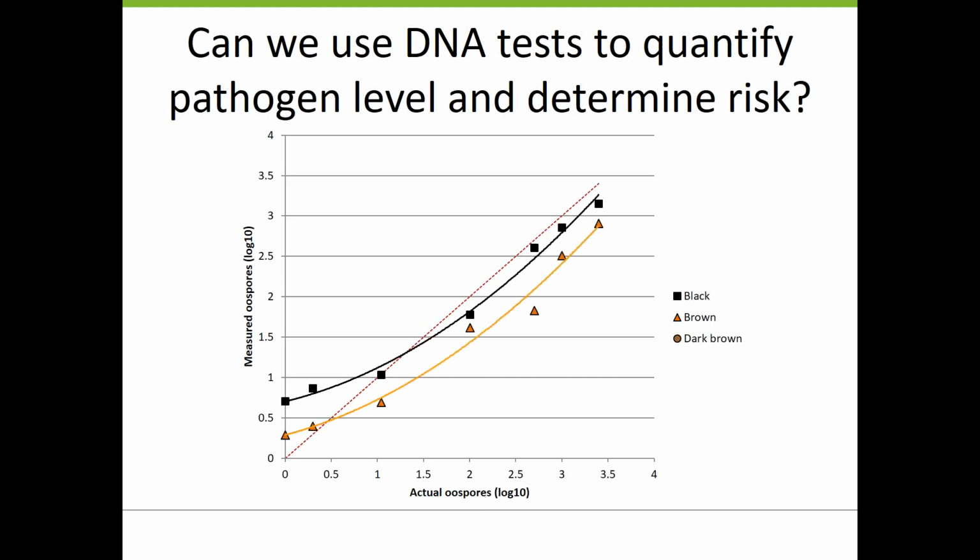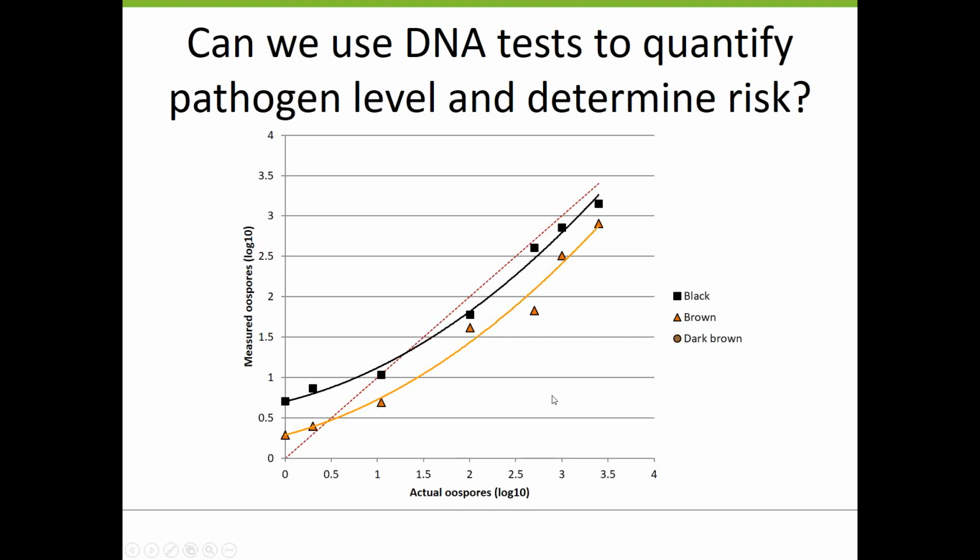When we look at the brown, we can start to see that the line is starting to fall further away from our perfect relationship here. We're still picking up these lower doses, but we're starting to see that our percentage difference from what our actual is is quite a bit lower. And if we look at our threshold dose here of about 100, we're actually measuring a lot lower with that DNA test.